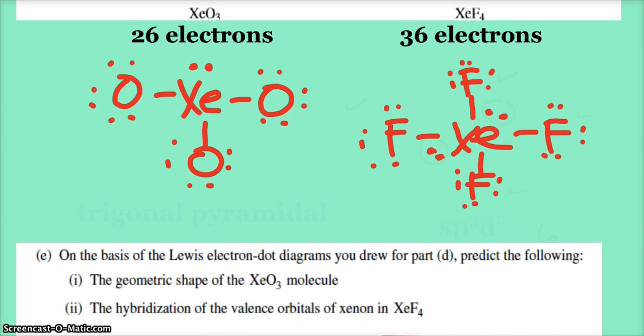So now, based on our drawings, the geometric shape of XeO3. I've got a central atom, 3 atoms around it, and a lone pair. That is a trigonal pyramidal situation. If there were 4 atoms around the xenon with no lone pairs, that would be tetrahedral. But the lone pair squishes the other atoms down, makes like our back scratcher, if you remember from our lab building of molecules. Trigonal pyramidal.